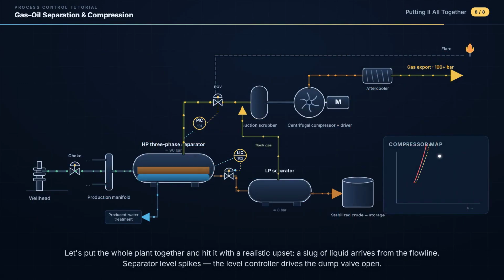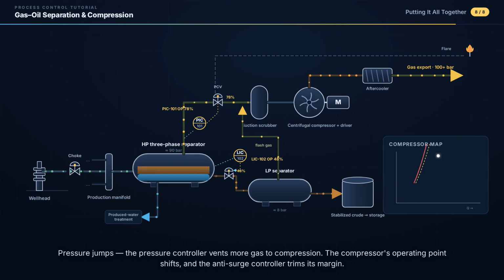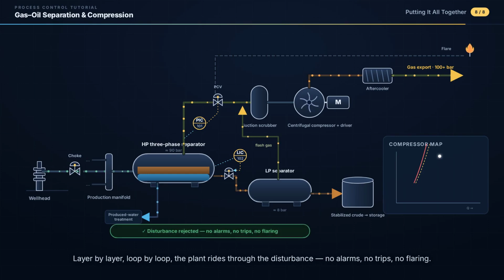Let's put the whole plant together and hit it with a realistic upset. A slug of liquid arrives from the flow line. Separator level spikes. The level controller drives the dump valve open. Pressure jumps. The pressure controller vents more gas to compression. The compressor's operating point shifts, and the anti-surge controller trims its margin. Layer by layer, loop by loop, the plant rides through the disturbance. No alarms, no trips, no flaring.